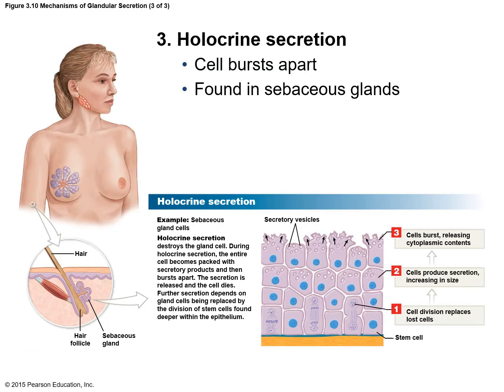The third type of secretion is holocrine secretion found in sebaceous glands in the skin, and in this type of secretion, the entire cell bursts apart. So the secretory vesicles accumulate all over the cell, and then the whole cell, that's why the name holocrine, try to remember this, the entire cell would burst apart and the cells would be replaced by cell division from stem cells at the basal surface.